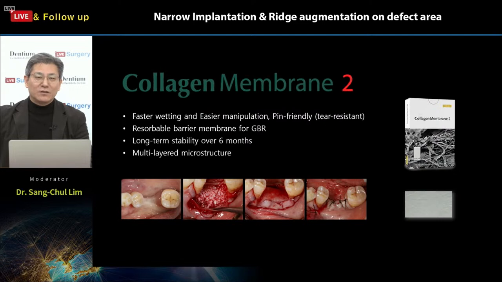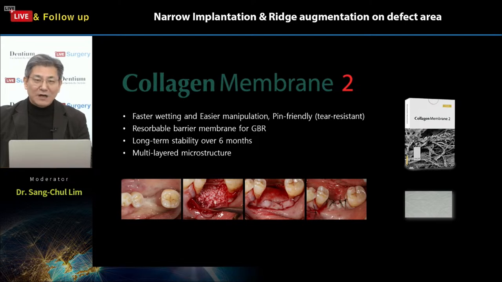The collagen membrane too is a brand new upgraded version. The previous version, Collagen Membrane 1, has lots of advantages. However, one disadvantage is that it is too stiff and sometimes easy to tear when we use pin fixation or other techniques like the sausage or burrito technique. We need the resilient properties of a membrane. Unfortunately, Collagen Membrane 1 is too stiff, so it is not satisfactory for performing procedures like the burrito and sausage.